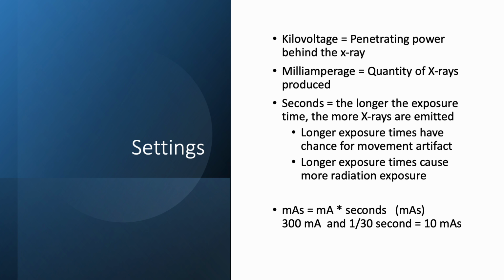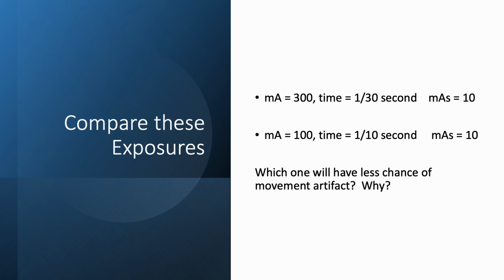And so in this example before, we have 300 is our MA. Our time is 1/30th of a second. So our MAS is 10. And this is something you need to be able to do. So you need to be able to multiply your MA by your time to get an MAS. So in this example here, we have 2 different situations. We have an MA of 300, a time of 1/30th of a second, which equals an MAS of 10. And then in the second option, we have an MA of 100, a time of 1/10th of a second, and the MAS is 10. So which of these will have less chance of movement artifact?